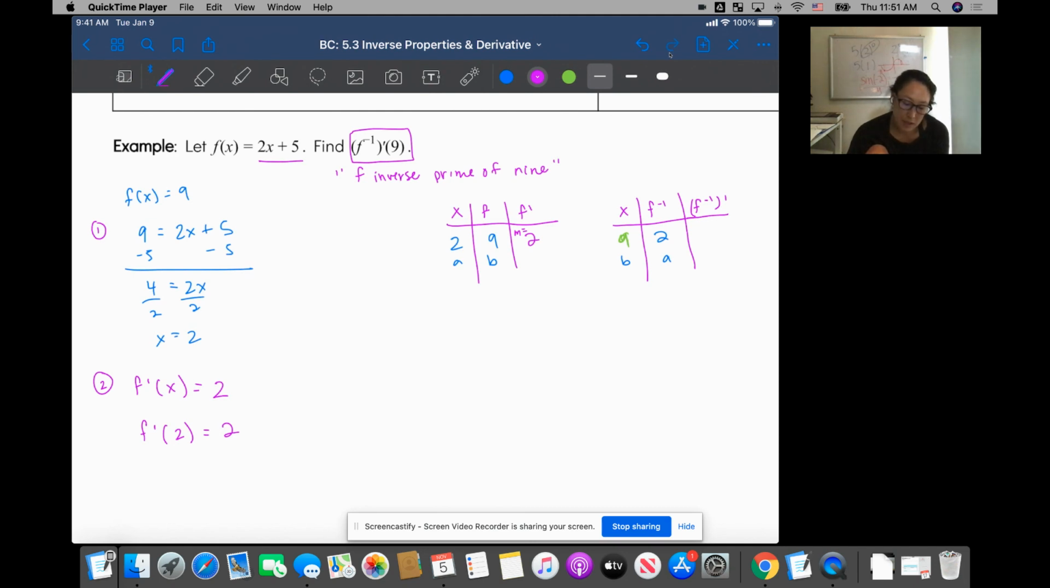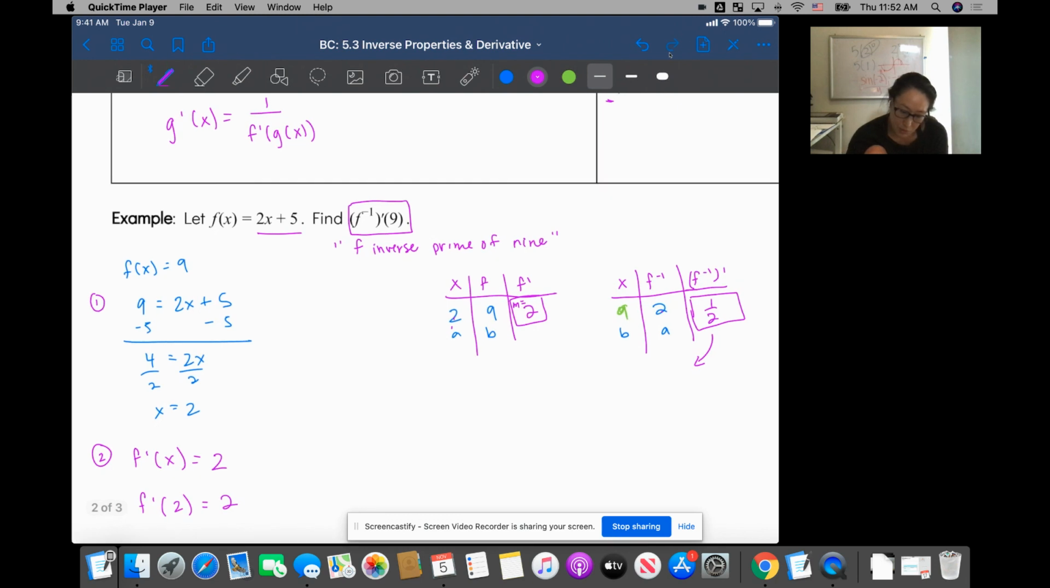Okay, so to find the derivative of the inverse of f, we just take the reciprocal of x is equal to 2. So whatever the output is of the inverse, we're going to find the derivative of the function. So the derivative was 2. The reciprocal of that would be 1/2. And that is it.